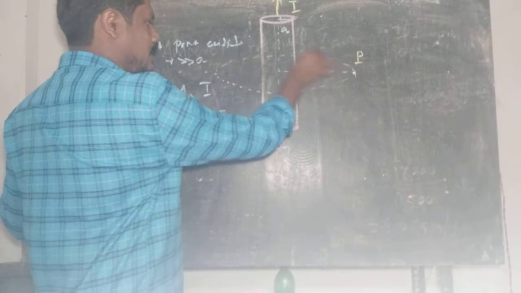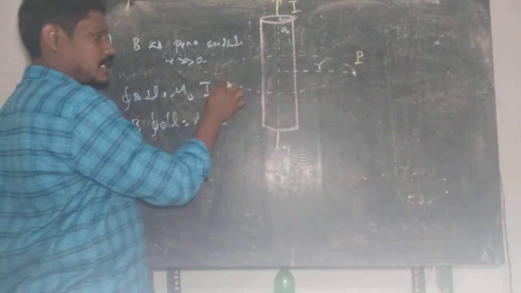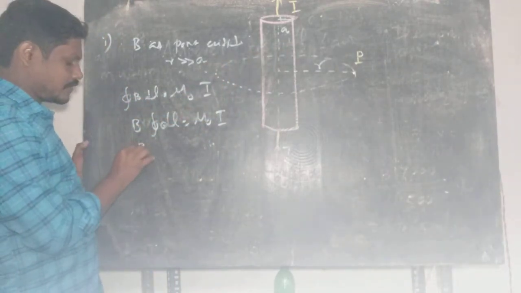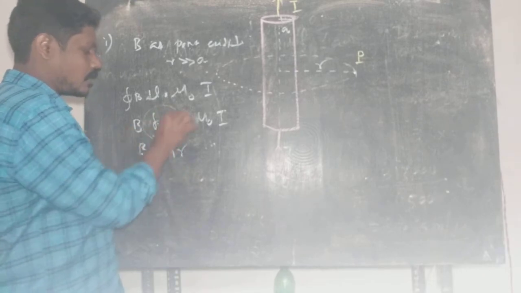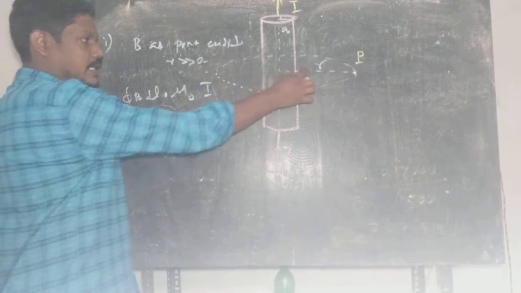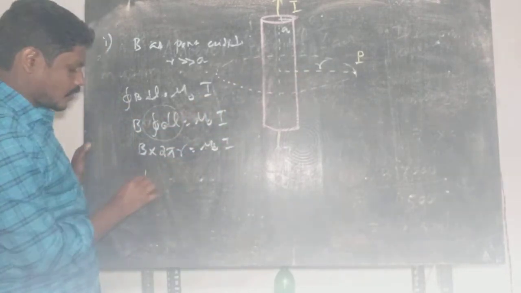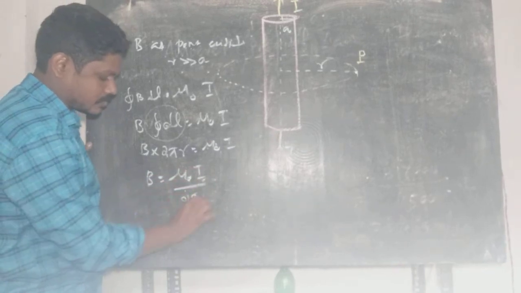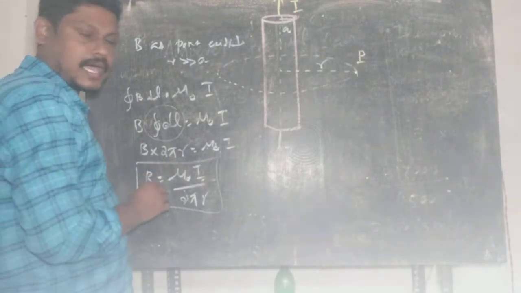When we find the line integral of the entire length, what is it? The length integrated over the entire loop is the perimeter. So we write B into the perimeter, which is 2 pi r. The integral over the entire loop of length is the perimeter of radius r. So B into 2 pi r equals mu 0 I, or B equals mu 0 I by 2 pi r. So at a point outside, the magnetic field is mu 0 I by 2 pi r.